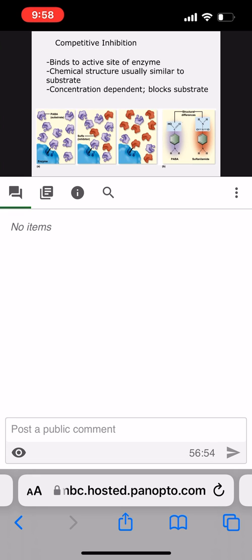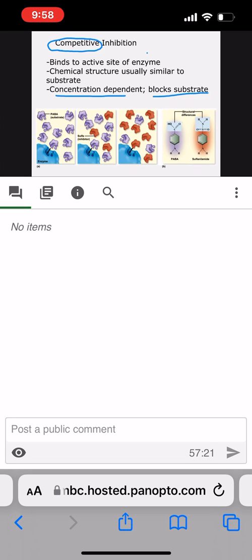So competitive inhibition. This is a very simple one, and it is basically self-explanatory. That is that the inhibitor competes for the active site. The inhibitor binds to the active site of the enzyme. The structure is similar to the substrate. And this means that the more inhibitor you add, the more it will block the substrate, so the more the enzyme's activity will decrease.